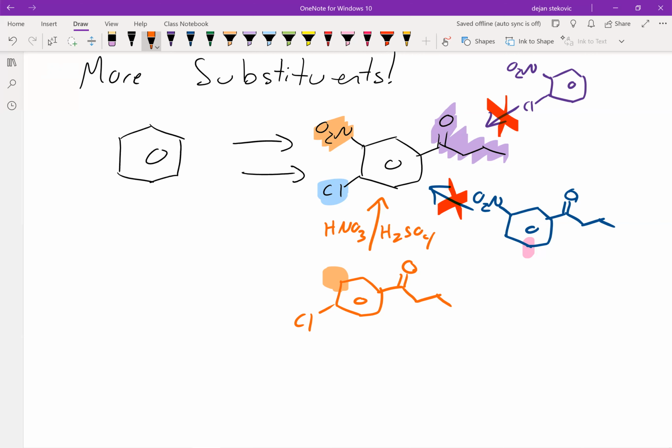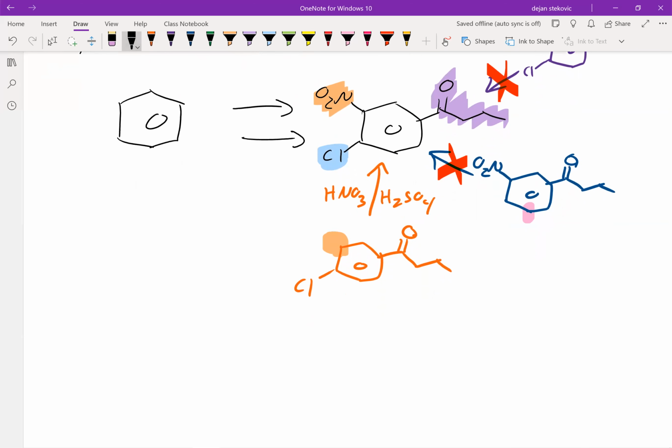And then after that, we can think about what we're going to want to add first. We can see that they are para to one another. The acyl is a meta director. The chlorine is an ortho-para director. So we're going to want to have the chlorine already there to direct it in the para position. Right, that'll get us to our desired orange product there.